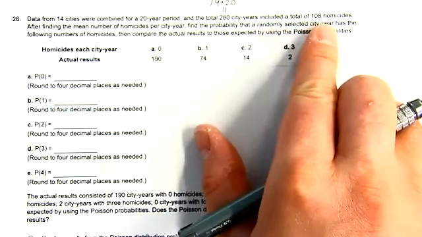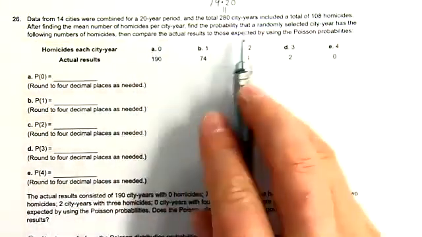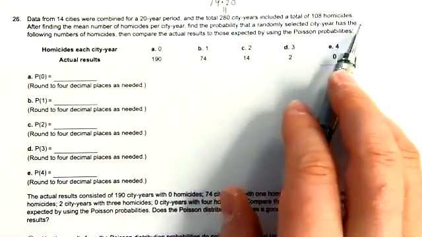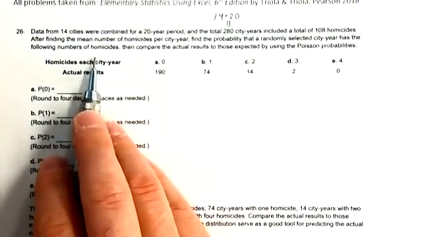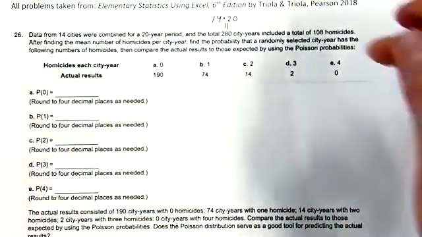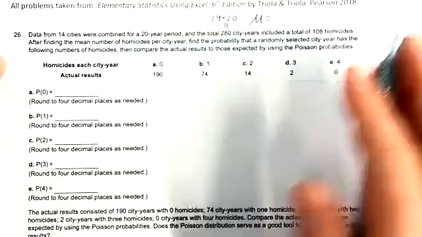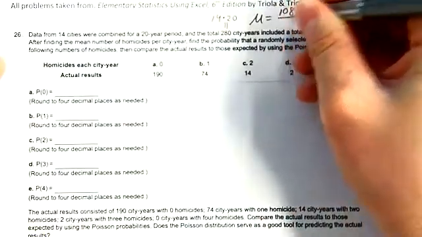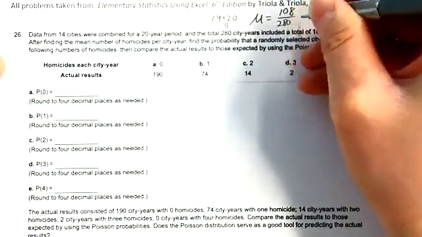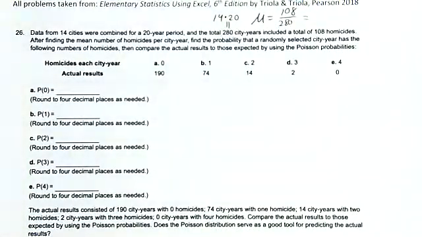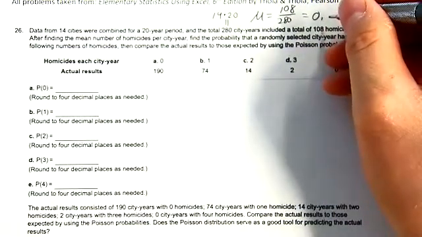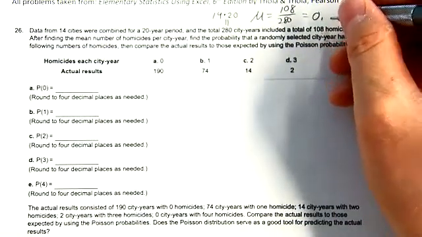Included a total of 108 homicides. After finding the mean number of homicides per city year, find the probability that a randomly selected city year has the following number of homicides. So the first thing we have to find is mu, the mean. Well, they had 108 homicides out of 280 city years. So just divide those two numbers, and you will get that the mean is 0.386.